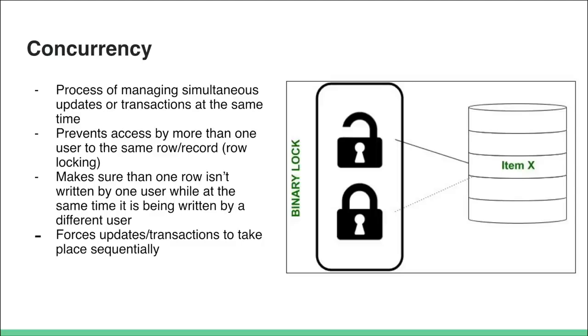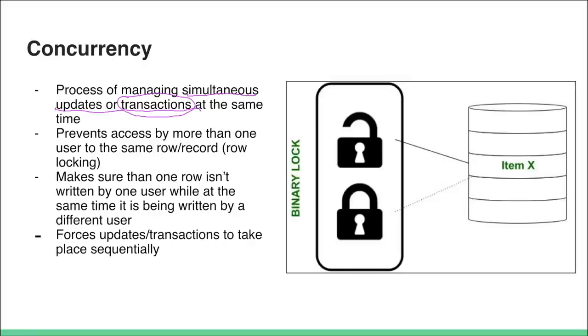So that's an example of metadata that would be used to specify the characteristics of a given table. Now the next functionality that a DBMS allows is concurrency. Concurrency is the process of managing simultaneous updates or transactions at the same time. As to what transactions are, we're going to go over that in the next couple of slides. But regardless, concurrency means we can have multiple people accessing our database at the same time and making changes to the database, or even to the same row.